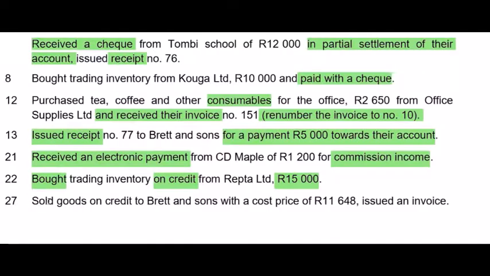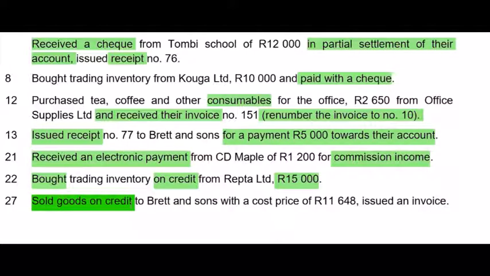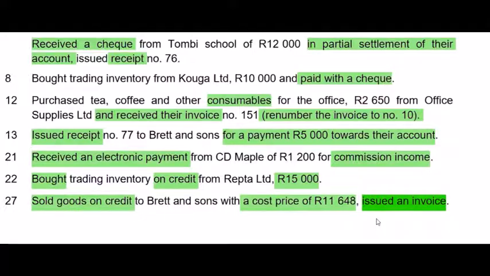Then the last transaction is on the 27th. We sold goods on credit. So if we sell goods on credit, it's a debtor's journal transaction. To Brett & Sons, who is one of our debtors, with a cost price of 11,648 Rand. So I tried to trick you here. I gave you the cost price and not the selling price. And now you had to work backwards using the selling price formula to calculate the selling price value at a markup of 25%. I also said here issued an invoice. So these words are once again indicating it's a DJ transaction.